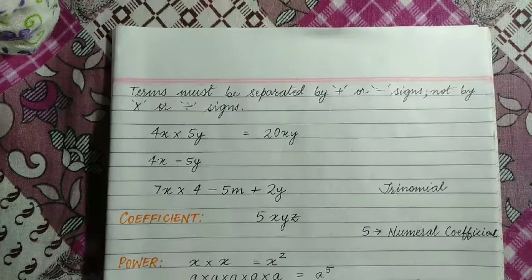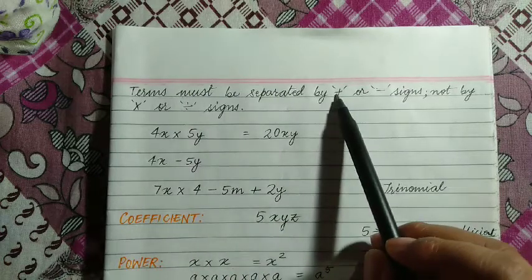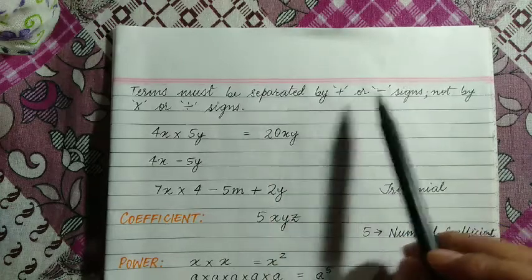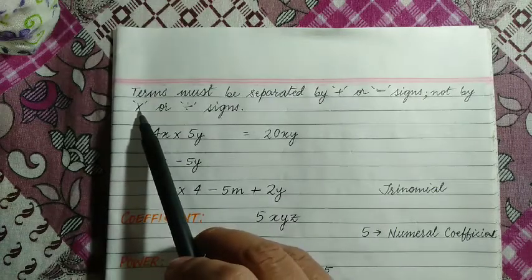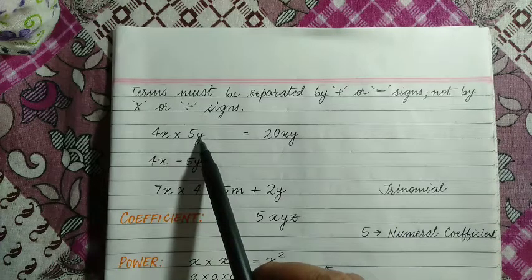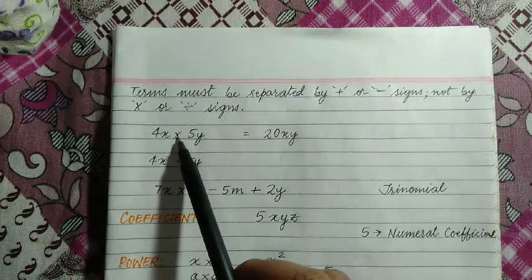So basically what we have learned is that in order to separate out different terms, and to know how many terms are in an expression, we look for plus or minus signs. We don't consider terms being connected by multiplication or division signs. Like 4x multiplied with 5y: these are not two terms, even though they are connected by a multiplication sign.